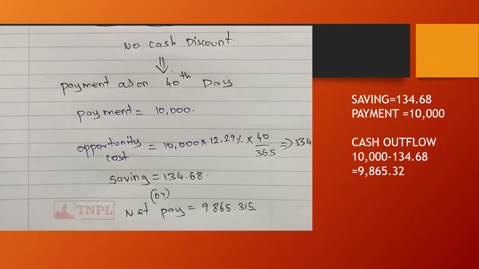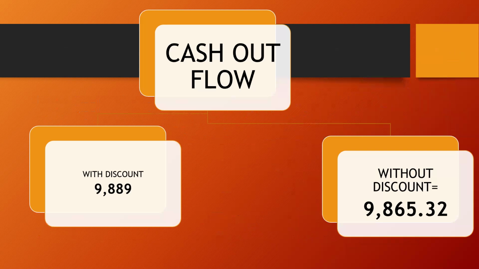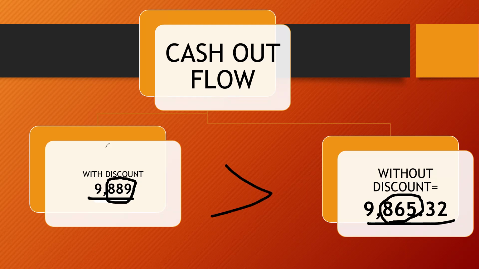Now I will go to the end, the cash outflow. If you accept the discount, you need to pay a net total of 9,889. Without the discount, you will pay 865. Let me show the values. I need to use a different class. Sorry. 986, 865, 889. Obviously, the payment is more under the discount condition and less without the discount. So you need to go without the discount.